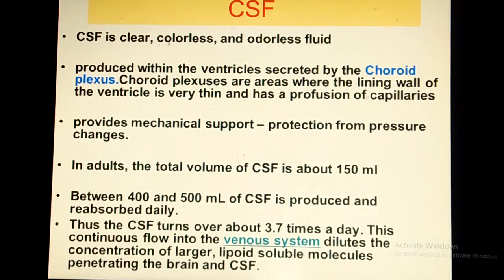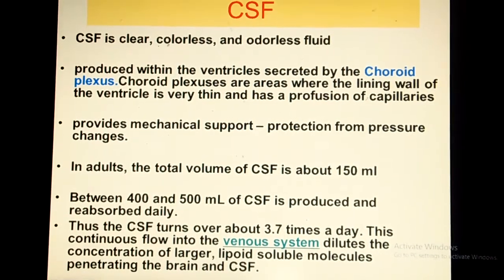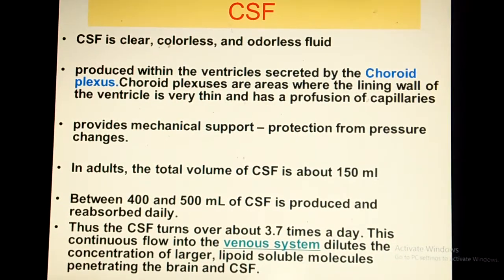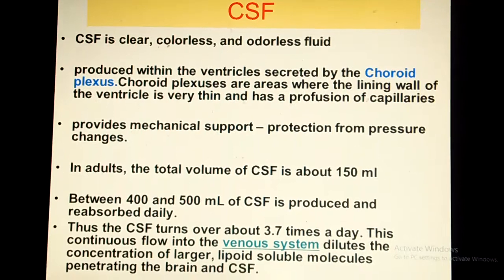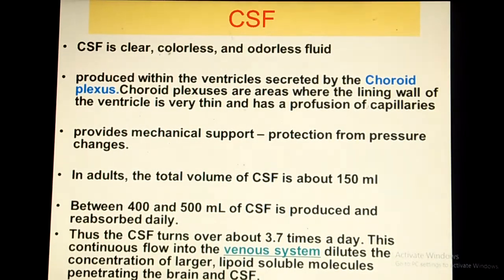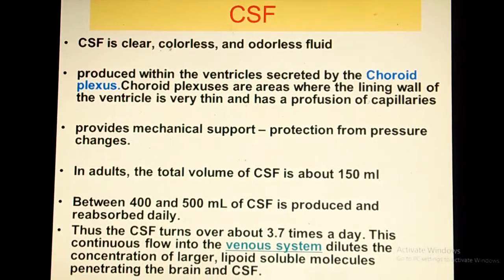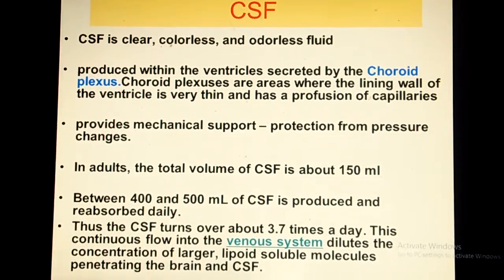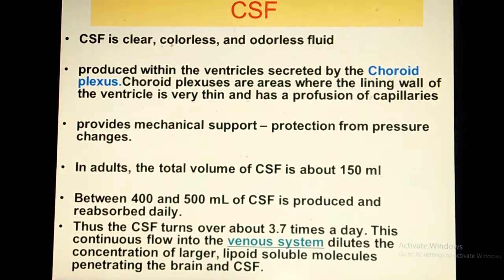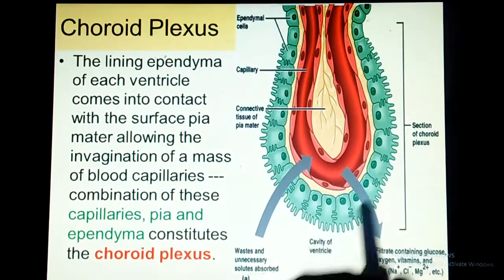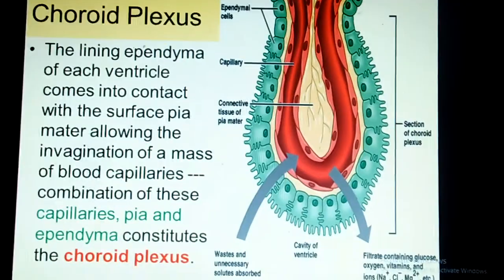Between 400 to 500 ml of CSF is produced and reabsorbed daily. Thus, the CSF turns over about 3 to 7 times in a day. This continuous flow into the venous system dilutes the concentration of the larger lipid-soluble molecules penetrating the brain and the CSF. Choroid plexus. This picture shows the choroid plexus.